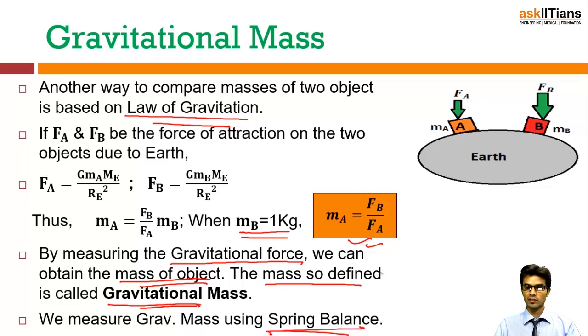Since on a spring balance, F is equal to mg. So whenever we are applying a spring balance, we are actually measuring gravitational mass.